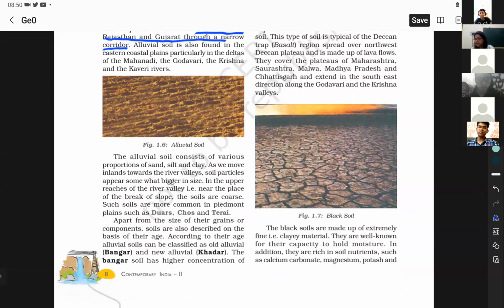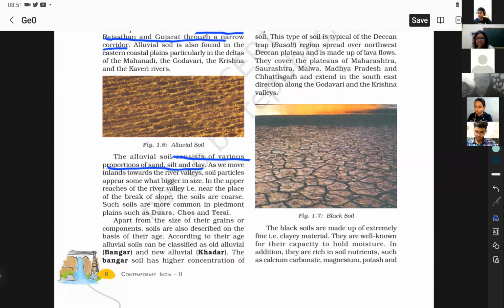Now, this alluvial soil consists of various proportions of sand, silt, and clay. These are important in the sense that they may ask you what the alluvial soil consists of, what is the proportion of alluvial soil. Fine. This way they may ask you. As we move inland towards the river valley, soil particles appear somewhat different.